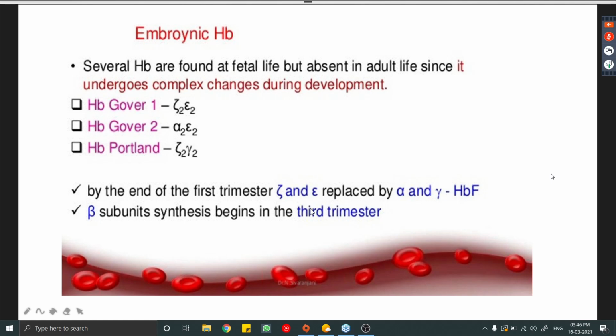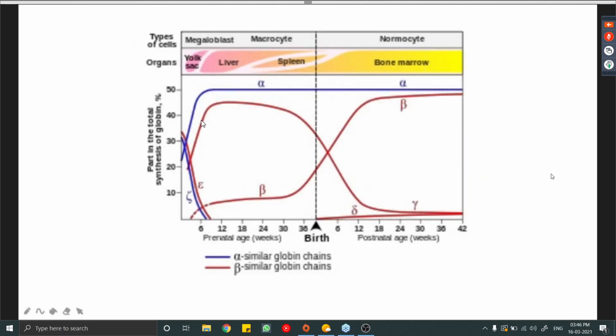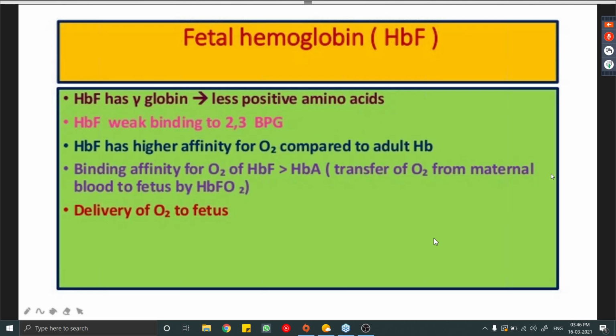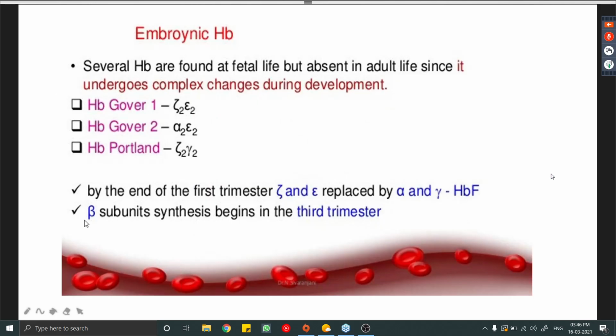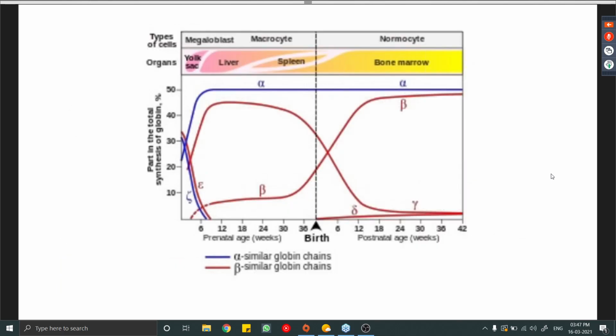I've told you that by 12 weeks the gamma chain starts synthesizing, reaches its peak, remains constant till 36 weeks, and then starts decreasing. So beta subunit synthesis begins in the third trimester. This beta subunit starts synthesizing in the third trimester, and after 22 weeks they start increasing.